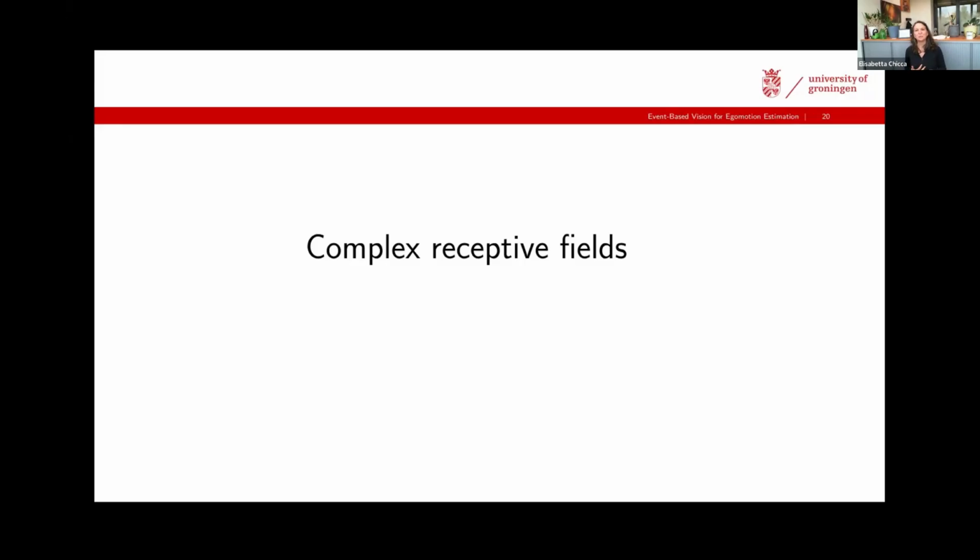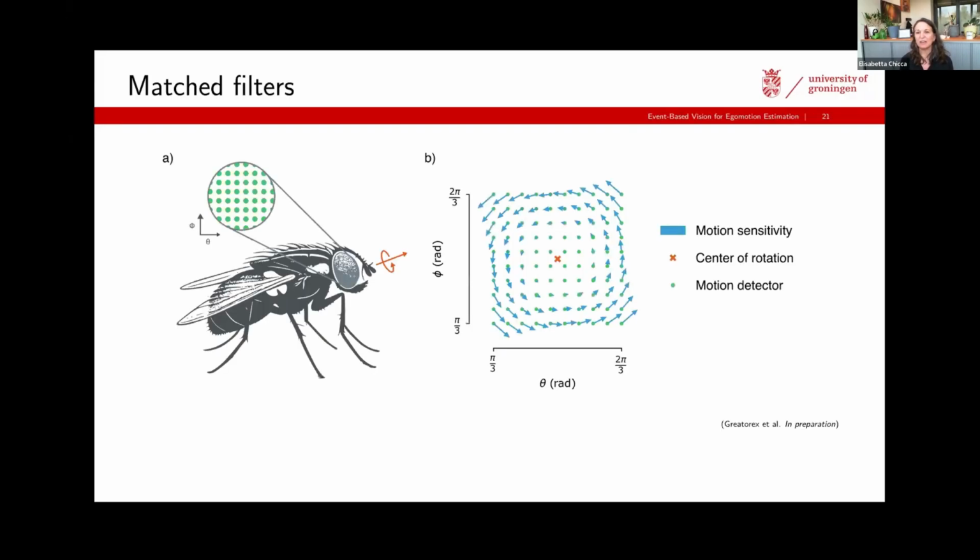Again, we take inspiration from biology and we ask ourselves, how does a fruit fly deal with this problem? Again, motion flow is clearly used there. Now you can think about more complex patterns of motion flow. Here you have the example of what would be the pattern of motion flow in response to a rotation along this axis here. So you have now a bit more complex receptive field, and this is something that we call a matched filter. It's a filter that is matched to the motion flow that you would perceive given an elementary kind of movement, in this case, rotation.